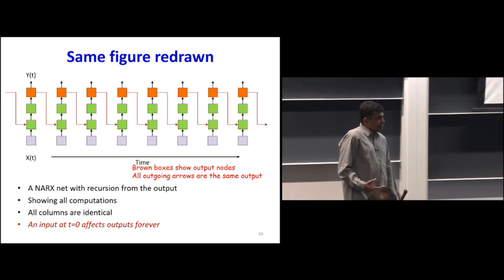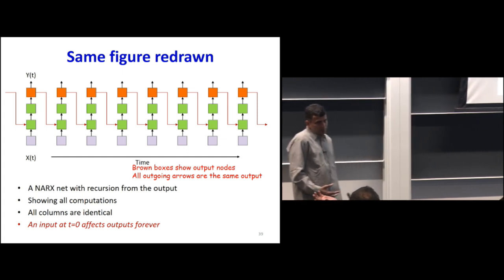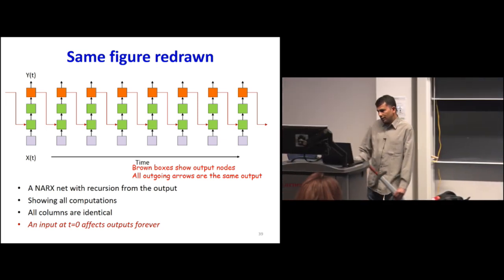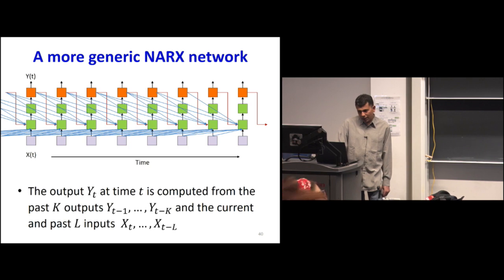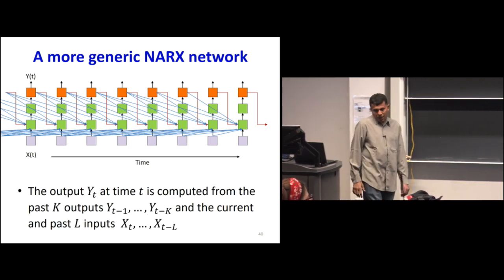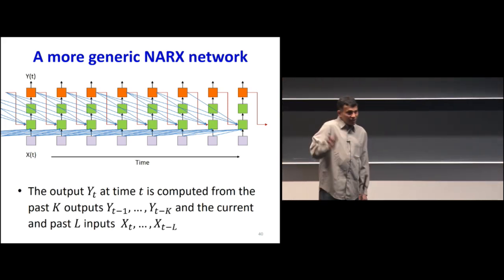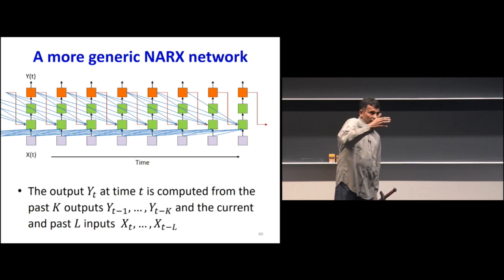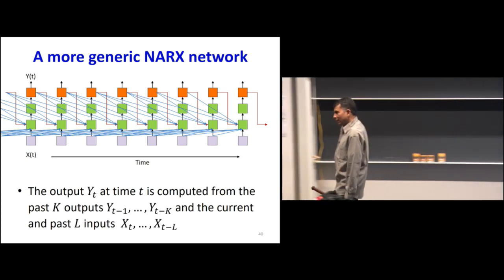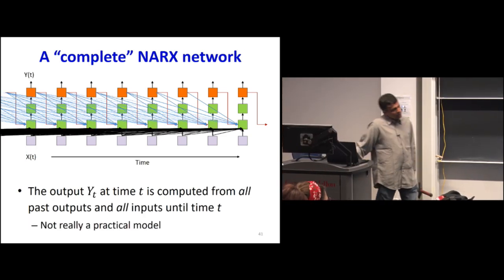You could directly connect something from the past, as in the output of, say, t minus n to the current? So the most generic case, you can actually do something of this kind. The output at time t can be computed from the past k outputs and the past k inputs. And as you increase the number of taps into the output, you actually begin capturing more and more complex interactions over time. So in the limit, this is what we will call a complete NARX network.